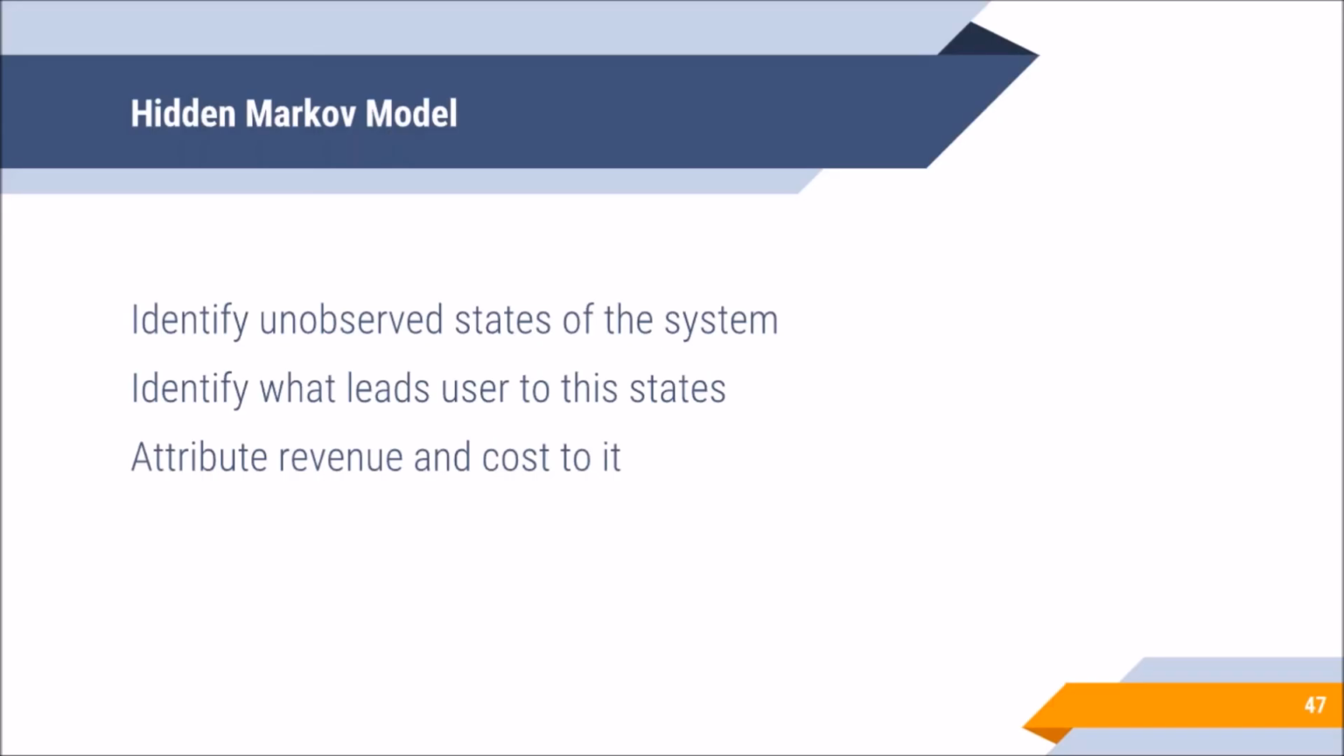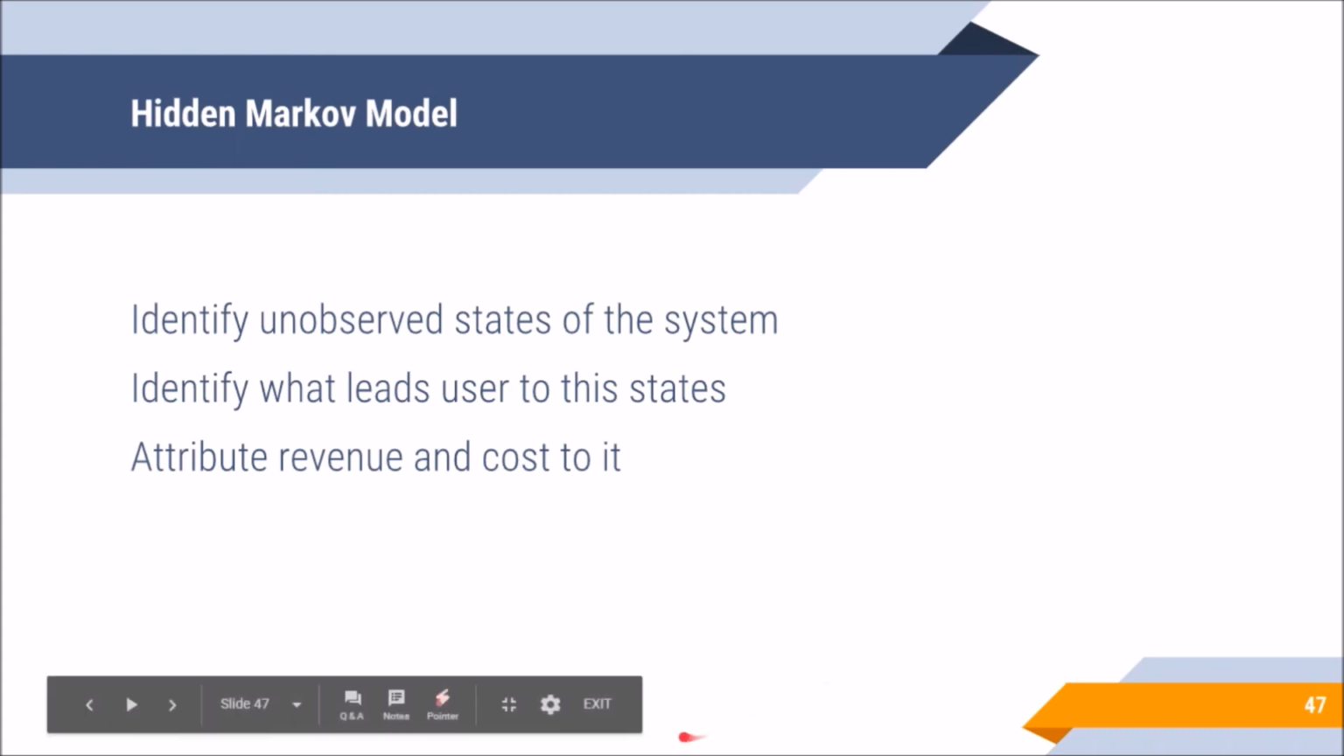Now the next is the hidden Markov model. It is an interesting variant of a Markov model where we try to identify the unobserved states of the system, or features of the system that are not there exactly, but the user is led to those situations. So what we can do is identify the features which lead the user to this unobserved state, and we can identify the removal effects for those features, and we can attribute revenue and cost to it. So the hidden Markov model helps us in identifying unobserved states of the system.